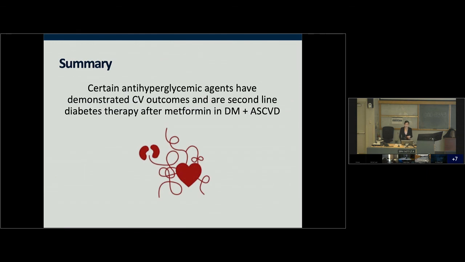Okay, so just to summarize that part, we do have certain antihyperglycemics now that have demonstrated cardiovascular outcomes or benefit and should be considered a second line in patients who are on metformin and not yet at target A1C for those with diabetes and established ASCVD, and possibly even in the patients without established ASCVD.